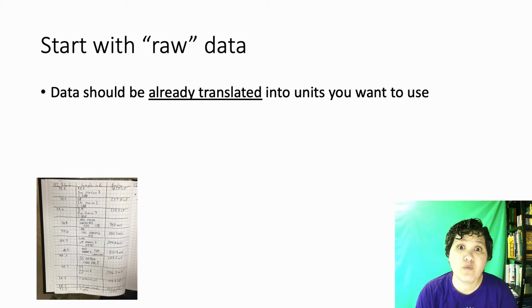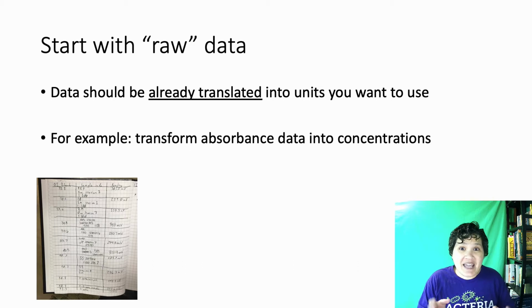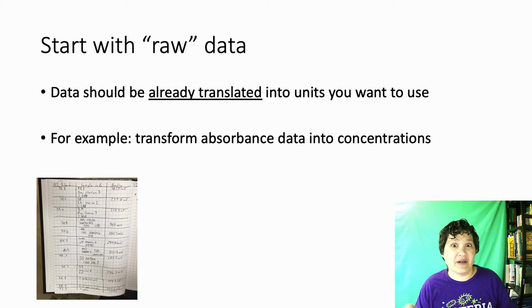So if you've watched my video on Introduction to Chemical Analysis, you'll probably remember that the readings we get from instruments are rarely in the units that we want to use. If you are doing a colorimetric method, you're going to be measuring absorbance. You can transform that absorbance data into concentrations. How do you do that? Using your calibration curve. So when I say raw data, what I mean is the original data that you were looking at when you were trying to figure out what everything meant.